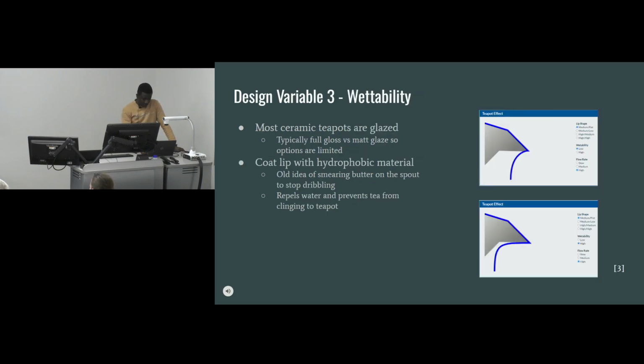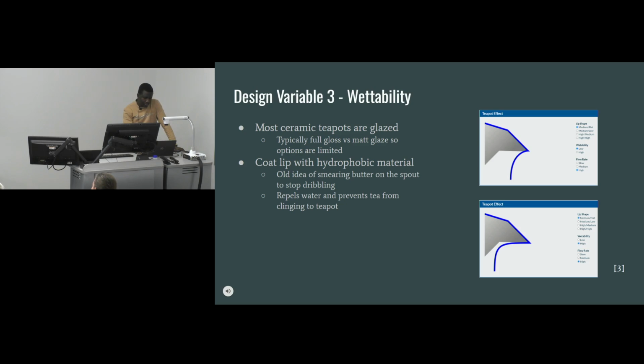The third design variable to reduce drop formation is wettability. Most ceramic teapots are glazed, typically a full gloss versus a matte glaze, so options are limited here. The way to change wettability is to coat the lip with a hydrophobic material. This comes from the old idea of smearing butter on the spout to stop dribbling. The butter repels water and prevents tea from clinging to the teapot.